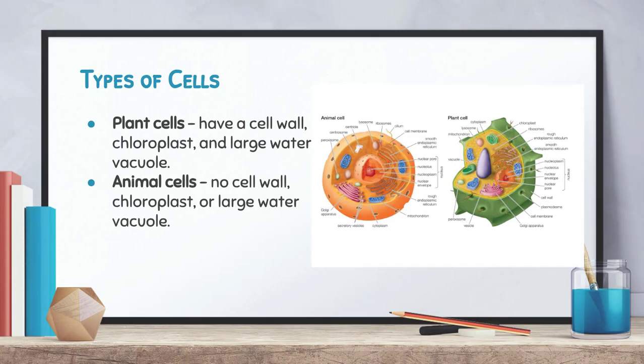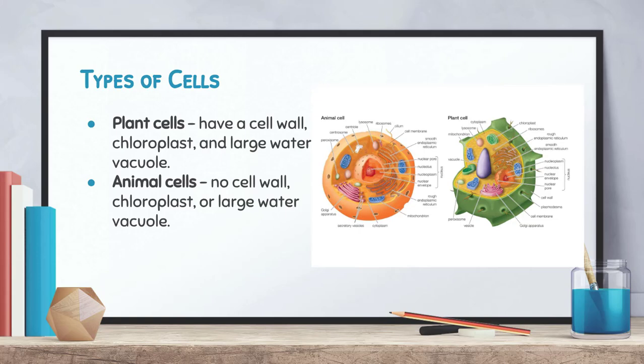So if we break eukaryotic cells down further, we'll notice that we have what are called plant cells and animal cells. Now, plant cells have a cell wall, a chloroplast, and a large water vacuole. You may not understand exactly what those organelles are at this point, but just keep in mind that plant and animal cells have some very significant differences between them. Animal cells do not have a cell wall. On the outside, they have what is called a cell membrane. They do not contain a chloroplast, nor do they have a large water vacuole.